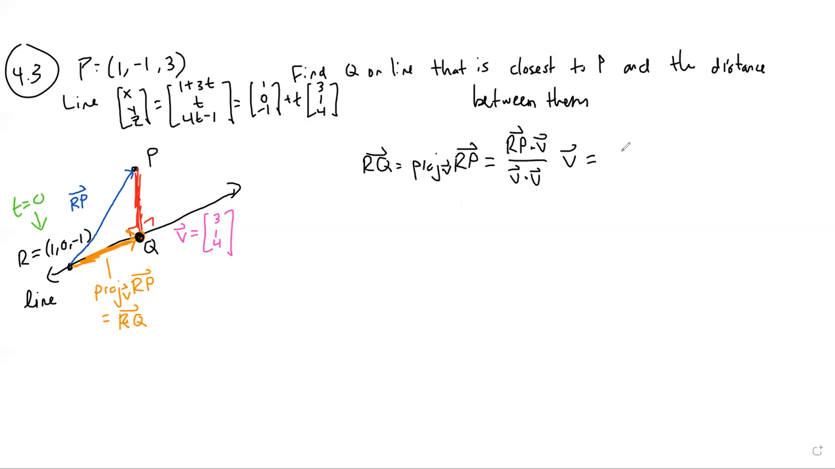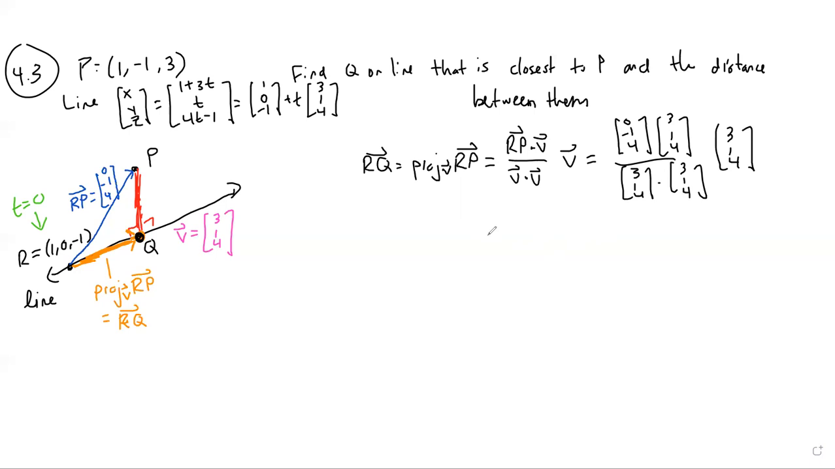So my RP, I can calculate that one. I'll just do that on the side here. So RP, I know my P is (1, -1, 3), so 1 - 1, -1 - 0, and 3 - 1. So I should have this (0, -1, 4) vector for RP. So I can plug that one in. (0, -1, 4), and my V direction vector is (3, 1, 4). And that's going to be over (3, 1, 4) dotted with itself. And then along (3, 1, 4).